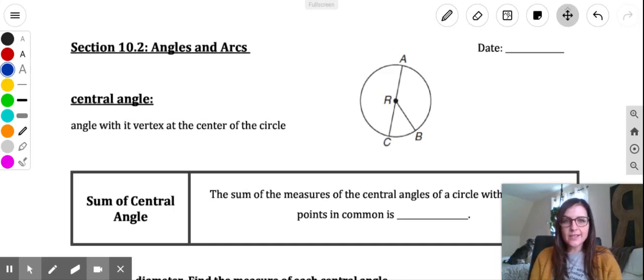All right, so our next section is about angles and arcs in a circle. And so this section is pretty easy. I think you guys will like it. Here we go.